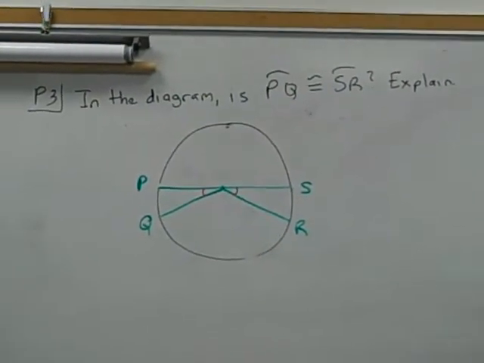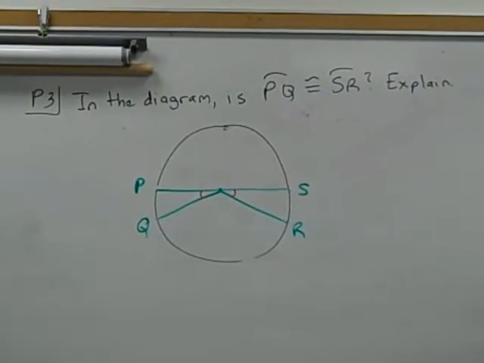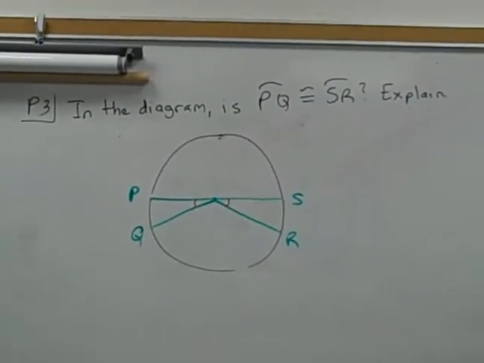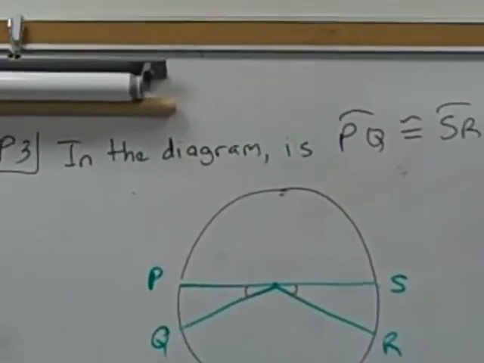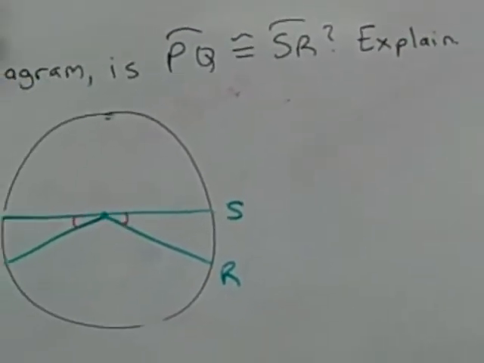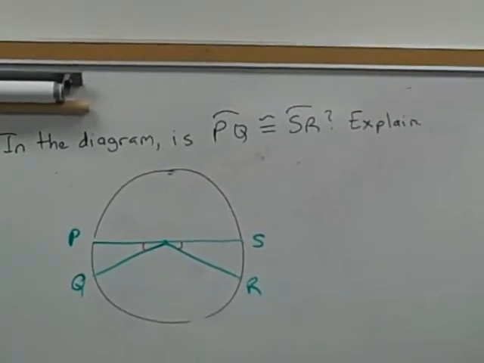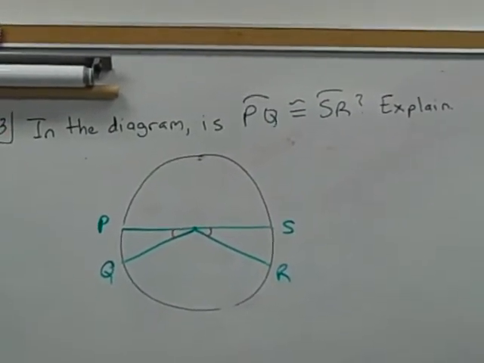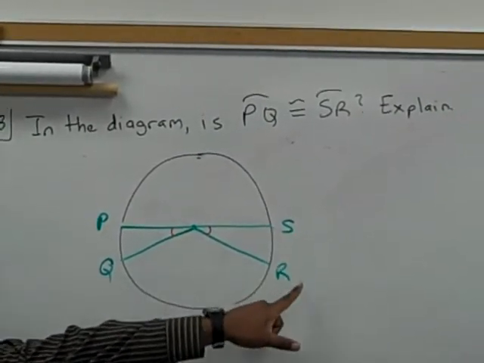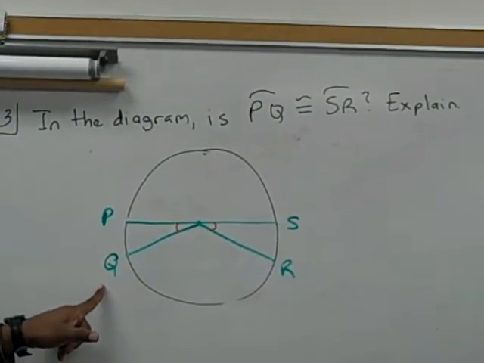In our third problem here, we have this picture, and the question is: in the diagram, we want to know, is arc PQ congruent to arc SR? And whether it is or it's not, we're going to explain why, okay? So I'll give you a moment to draw the picture. This is P, this is S, this is R, this is Q.